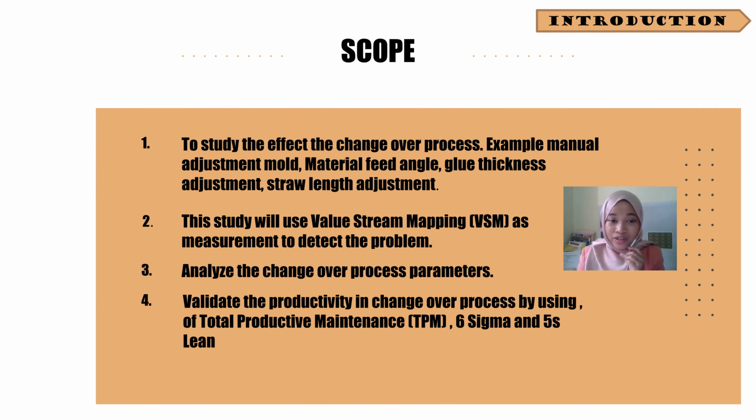So, for my scope, first, to study the effect of the changeover process, for example manual mold adjustment, material fit angle, glue thickness adjustment, and straw length adjustment. Second, this study will use value stream mapping (VSM) as a measurement to detect the problems in a production line. Third, analyze the changeover process parameters. And last, validate the productivity in the changeover process by using total productive maintenance (TPM), Six Sigma and 5S lean manufacturing.